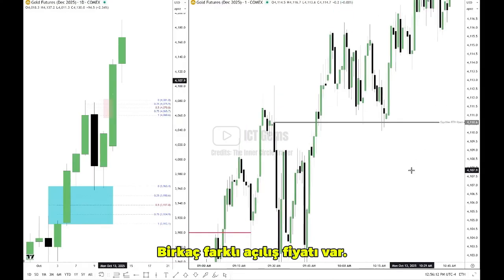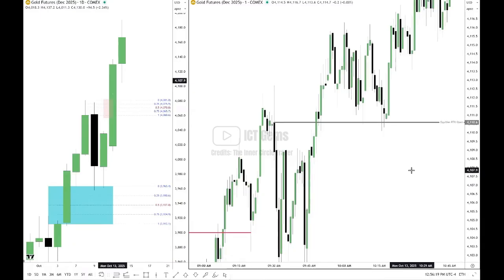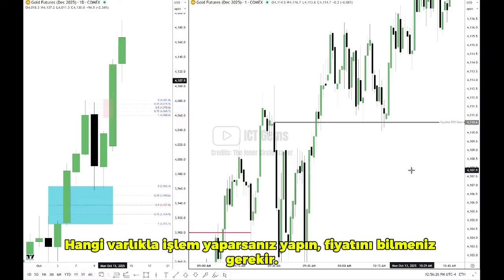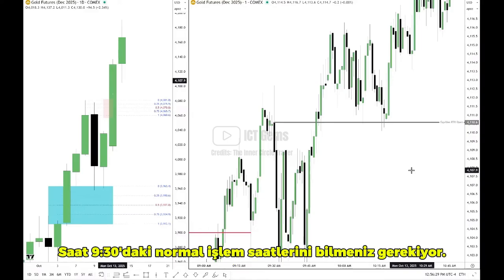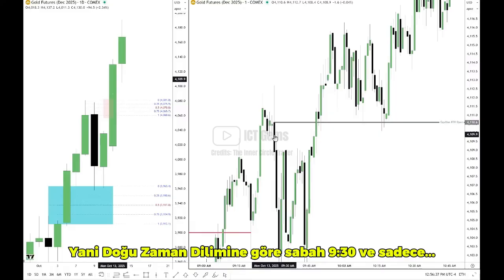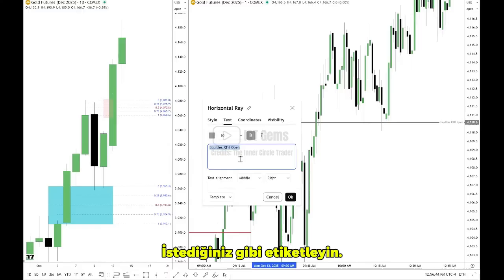Okay, there's several opening prices that I think you should have. This is the part when you grab your pen and write down, put the Doritos down. Grab your pen and write this down. Every midnight opening price Eastern time, whatever asset you trade, you need to know that price. You need to know the 9:30 regular trading hours opening price when the opening bell for the stock market starts. That's this one here. So it's 9:30 in the morning Eastern time, and just label it whatever you want to label it, and then put your date on it.